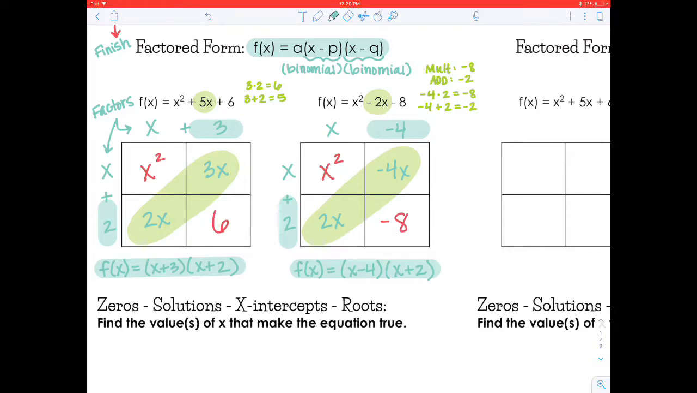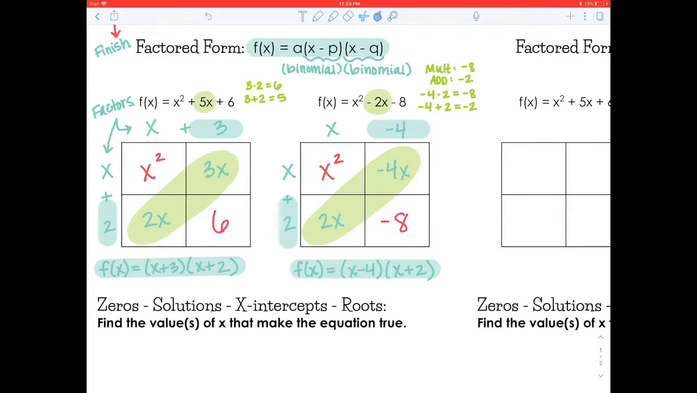Okay, so these are just 2 different ways to write the same function. The standard form that we started with is the exact same function as this equation we just wrote down here in factored form. If I were to multiply these 2 binomials right now, I would get that standard form equation. That would be my answer. So basically, we kind of went backwards from what we had learned a couple weeks ago with multiplying.